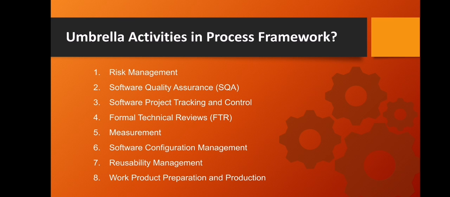Lastly, we have work product preparation and production. This encompasses the activities required to create work products such as models, documents, logs, forms, and lists. All these activities are essential in producing quality software that will meet all the system requirements it is intended to produce.